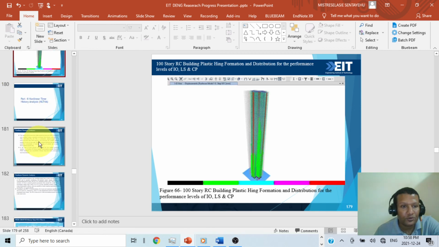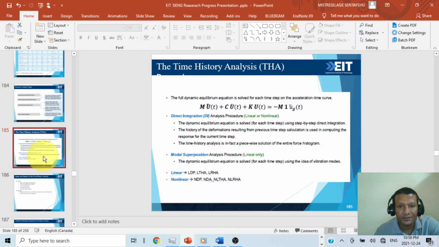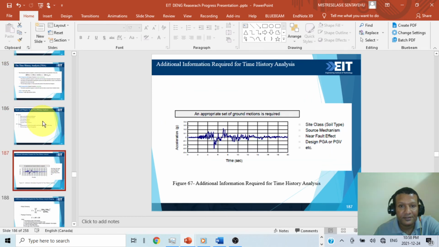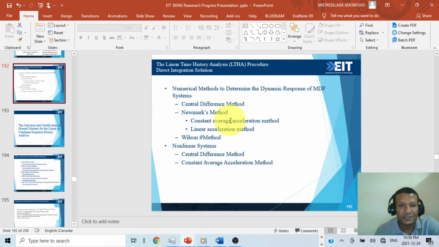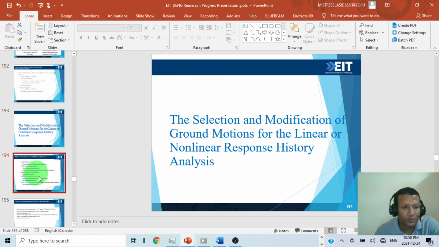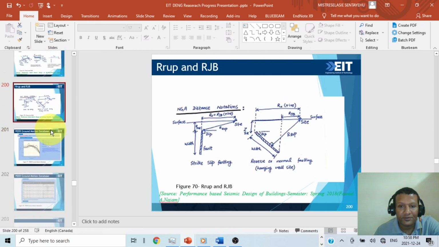So the same thing is true for nonlinear time history analysis also. The ground motion is the same. Everything was discussed. Everything we discussed already. This is the method we use for nonlinear direct integration. This is the central difference method, Newmark's method, constant average acceleration, linear acceleration method, Wilson theta method, nonlinear system, all was discussed. So the selection and modification of ground motion was discussed, how to get it, everything was discussed.